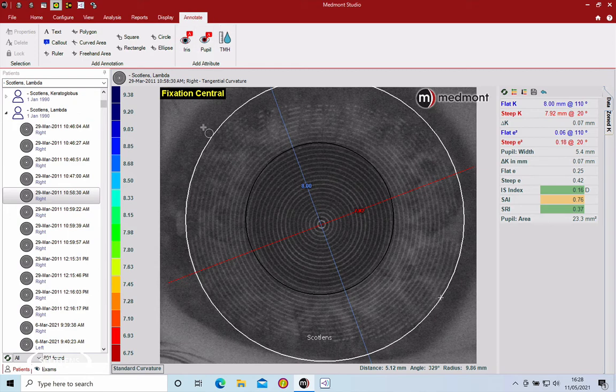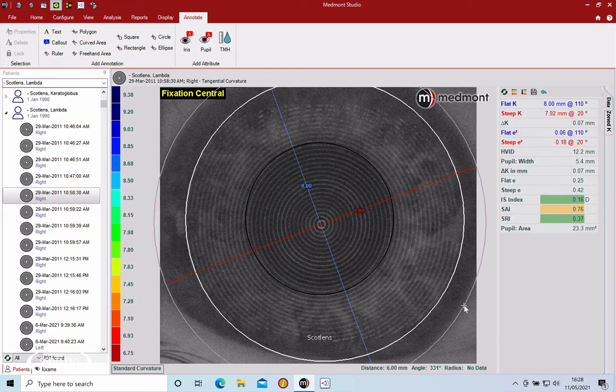And if we define the iris, what we can see is that there's a bit of a gap on the right hand side and there's a bit of a gap on the left hand side, and that's around about equal, which is quite good.